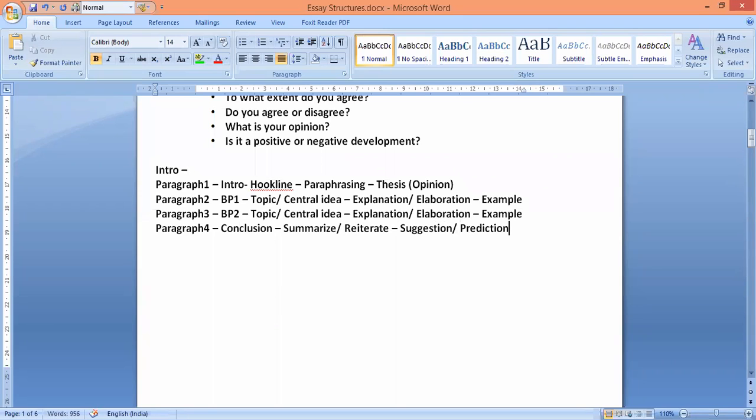Like in future, this will happen. In future, that will happen. Suggestion is government should do this. Media should do this. So this is the whole structure of your essay.